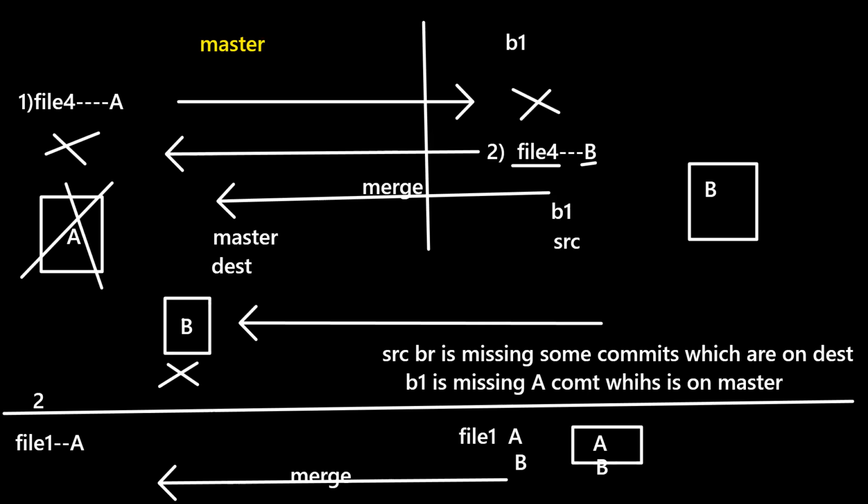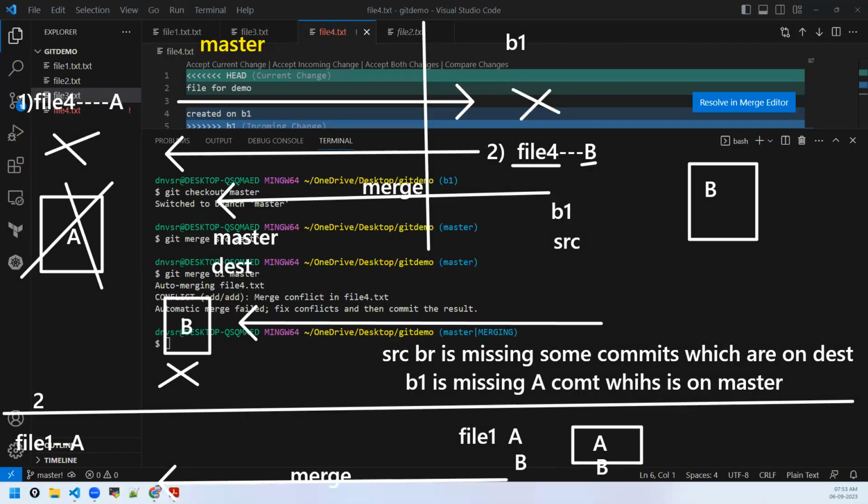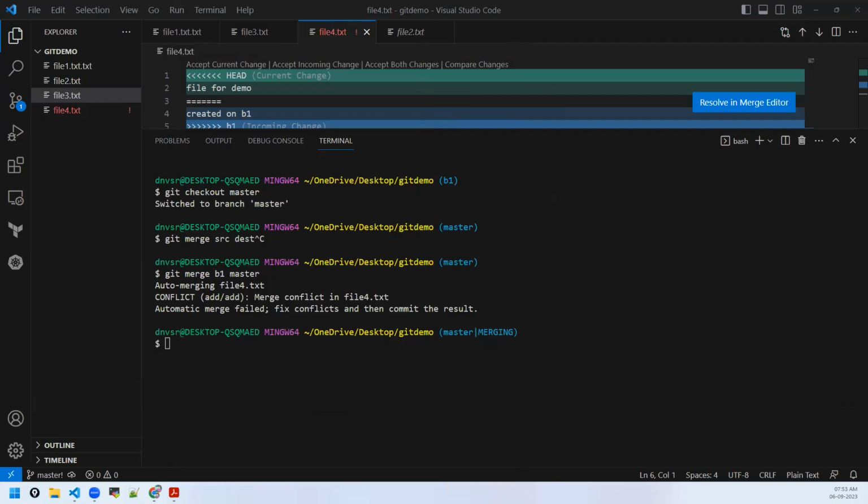So, got the reason for conflict, right? Now let us try to apply this. Let us try to resolve the conflict. So Git is a tool. Like I said, it cannot resolve automatically. It's informing you. You have to resolve it.